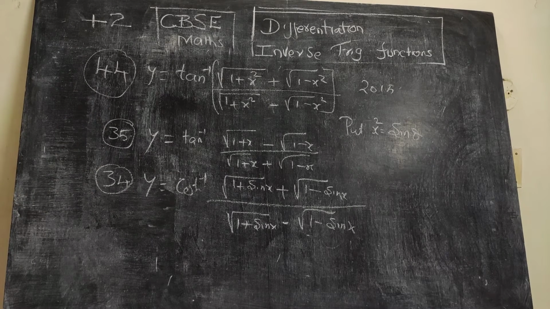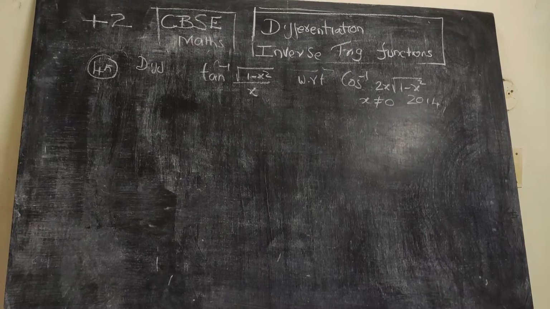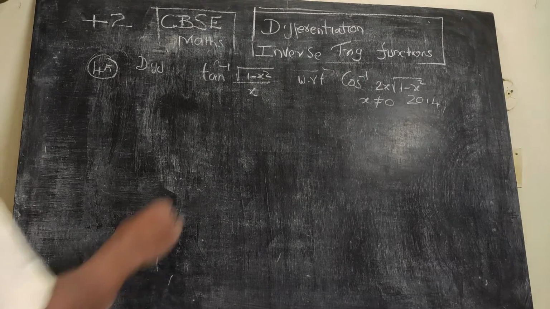Now I'll go to question number 45. Question number 45, differentiate one function with respect to another function. Till now what we have done is differentiate the function with respect to x. Differentiate y with respect to x, dy by dx we have found out. Now the question is to differentiate this with respect to another function. So what we do here is, let us consider this as u.